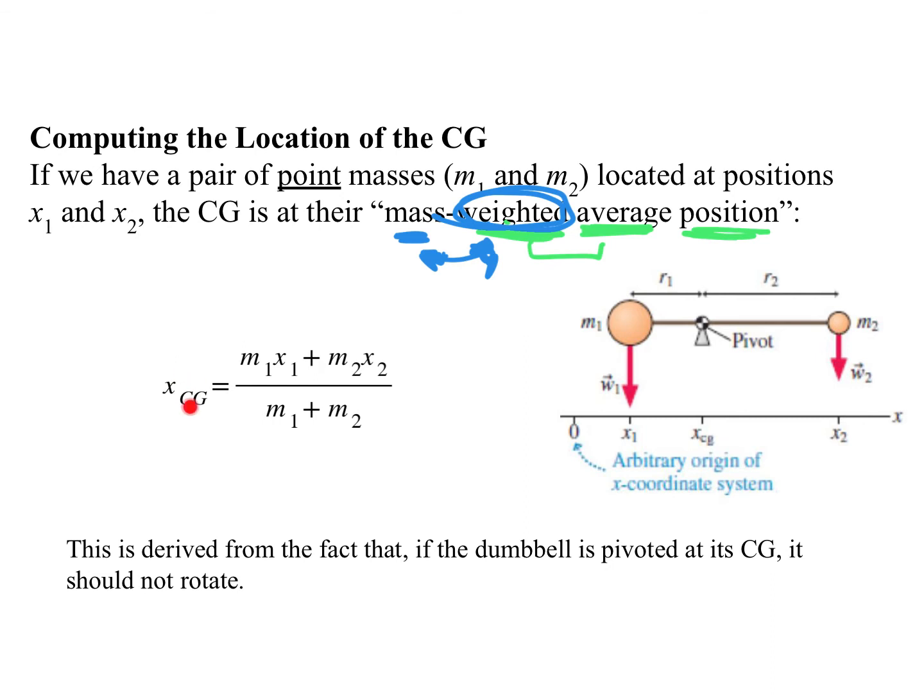The center of gravity position is M1 X1 plus M2 X2 all over M1 plus M2. In other words, the mass times the position of each one added up over just the masses added up. You derive this from the fact that if the dumbbell is pivoted at that center of gravity, it would not rotate. And you can probably see how that kind of works out, that these two things are being balanced.